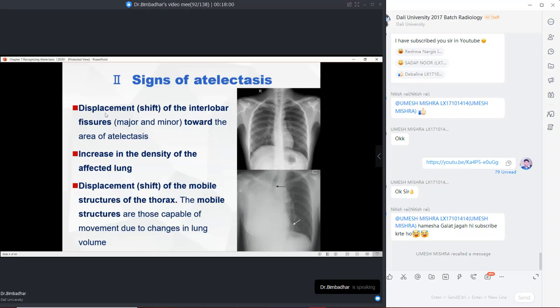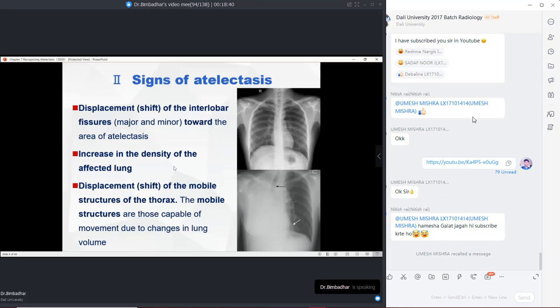So first sign, much more deeper, how do we actually say it as displacement of the interlobar fissures. Okay, there are two fissures, major fissure and the minor fissure, and that happens whenever there is an atelectasis. You have to remember that the displacement of the interlobar fissures toward the atelectasis area. Okay, wherever the area that has been atelectasis, that is the place where there will be a displacement of these interlobar fissures. Okay, major fissure and the minor fissure will be pulled up towards the area of atelectasis. That's the first sign you have to remember.